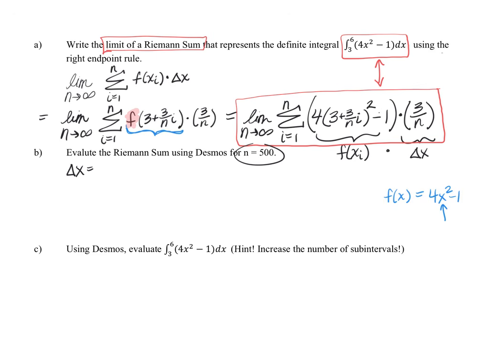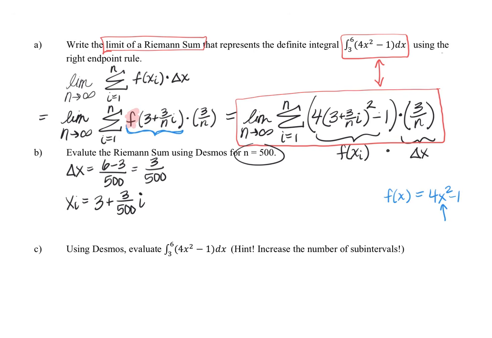We had previously b minus a over n, which was 6 minus 3, but now we have an n value of 500. So that means that our delta x now is 3 divided by 500. Our x sub i, remember, was our a value, which was 3, plus our delta x, which now is 3 divided by 500, times i. So now we have a different expression for our x sub i since we're using a fixed number of rectangles, 500 rectangles. So we're not computing the limit. We're not letting the number of rectangles go to infinity. We're doing a fixed number of rectangles, in this case 500.